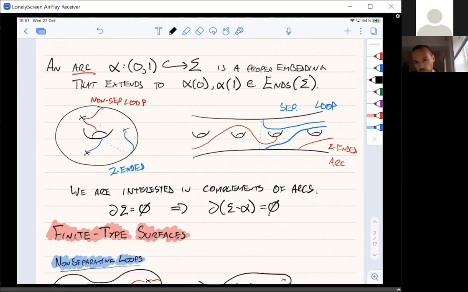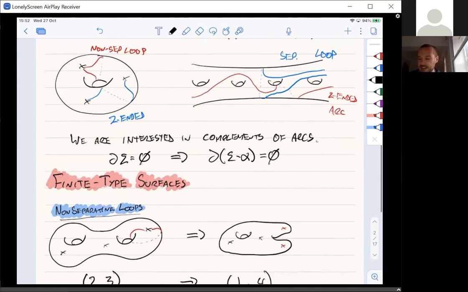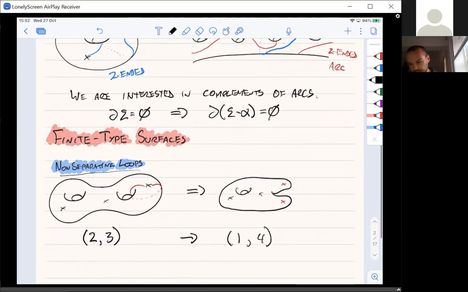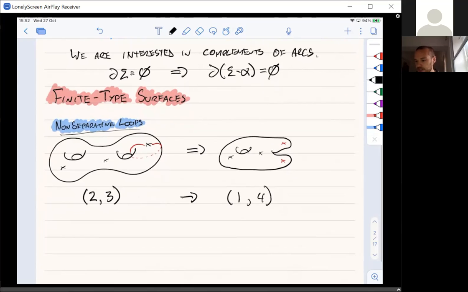Just a quick question. The arc is anchored between two points, ends. So when you're removing the arc, what happens to the ends? That's exactly what I'm going to talk about now. Exactly this, this is really the question. Yeah, what does happen to the ends? It's not clear until you do some work.